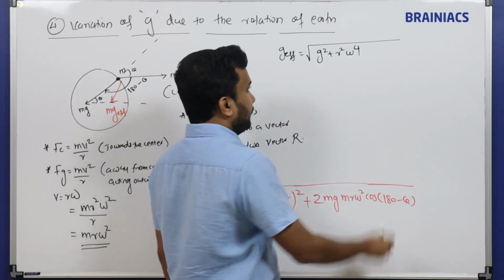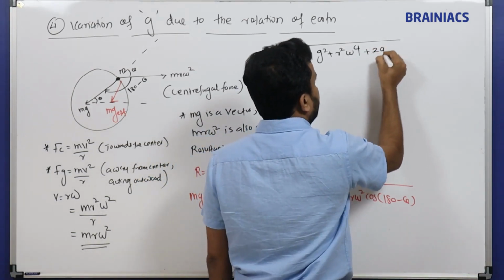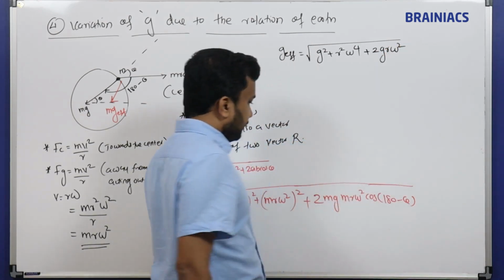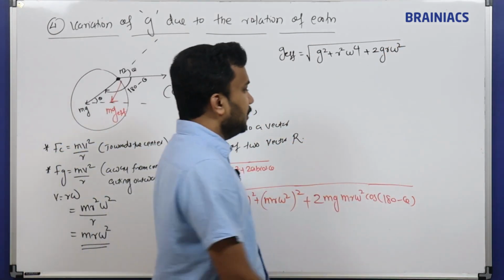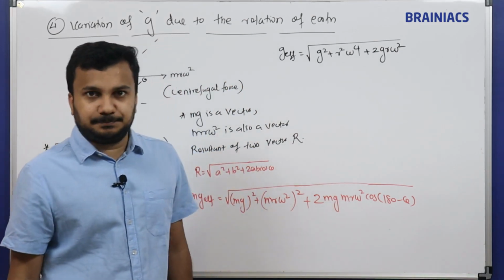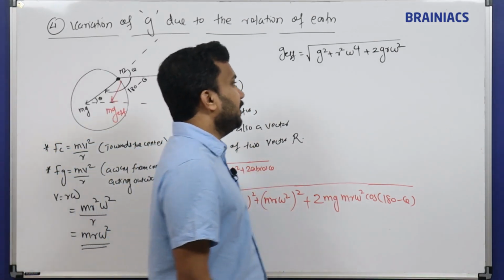Plus 2gr omega square. Correct? m is going out. 2gr omega square cos of 180 minus theta.